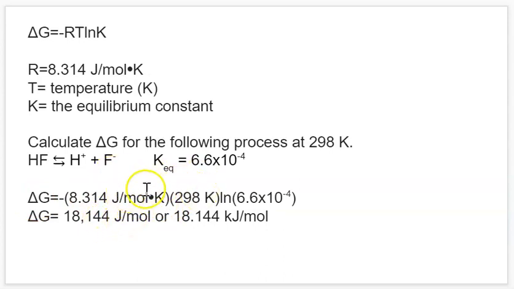So we have our RT times ln of K, and we end up with 18,144 joules per mole. If we wanted to convert this into kilojoules per mole, we just divide by 1,000, and we'd end up with 18.144. This makes a lot of sense: we have a very positive delta G because we have a very small K. This will be reactant favored, therefore not very thermodynamically favorable, and we'll end up with a pretty high free energy that we need to put into this system in order to make the reaction proceed as written.